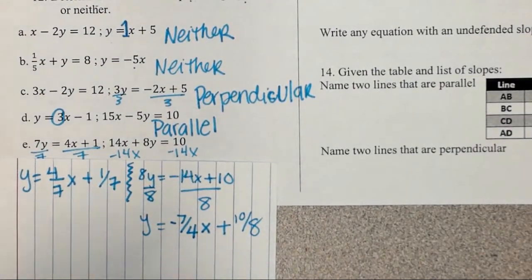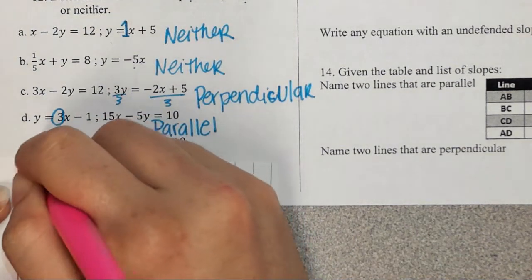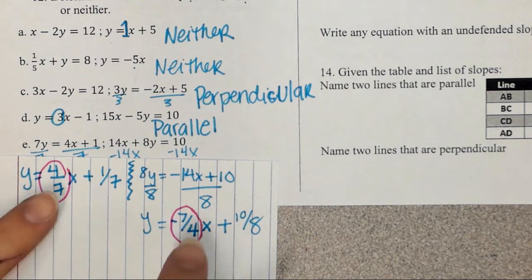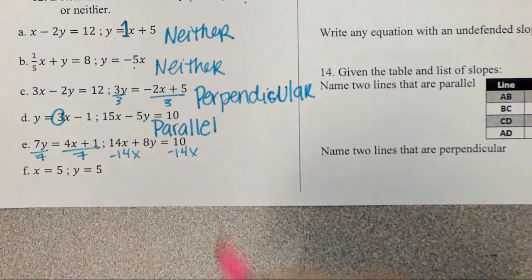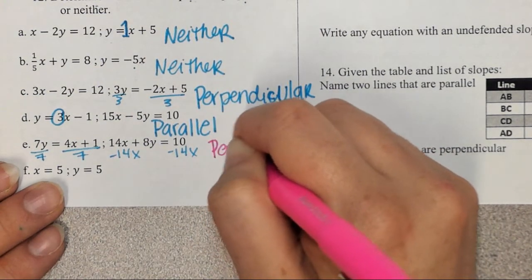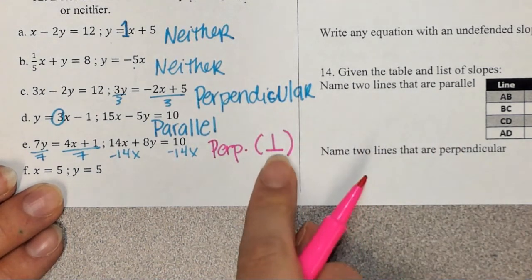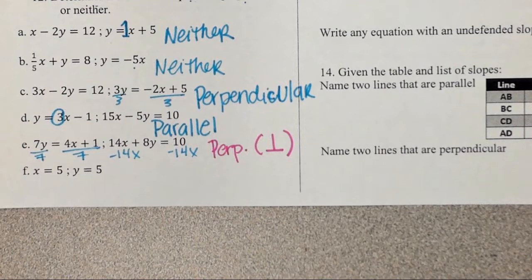Okay, so now we need to compare these slopes. So we've got a slope of 4/7 and a slope of negative 7/4. We changed the sign, we flipped the fraction. Those are perpendicular. FYI, if you see this symbol, the upside down T, that means perpendicular.